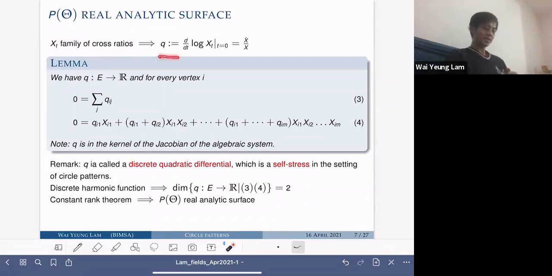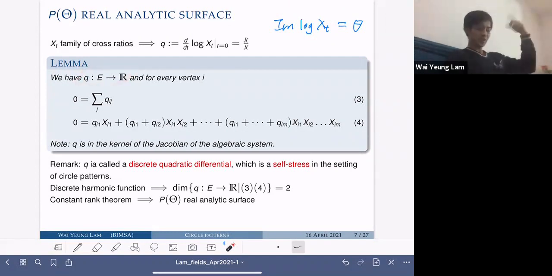And then I take the log of this cross ratio and compute the derivative, and I call it Q. In another way, it's x dot divided by x. One thing to observe is that this Q is real valued, because in this space the imaginary part of the log of x(t) is always equal to theta, the Delaunay angle structure. It is independent of t. So when you differentiate, the derivative of the imaginary part is zero. That means only the real part survives, and that is why this Q is real valued.